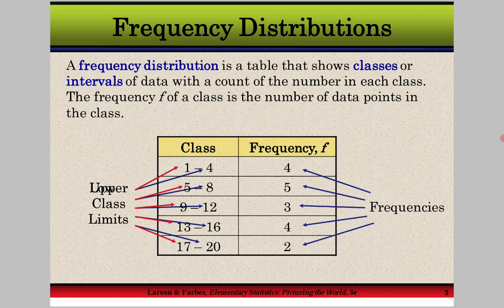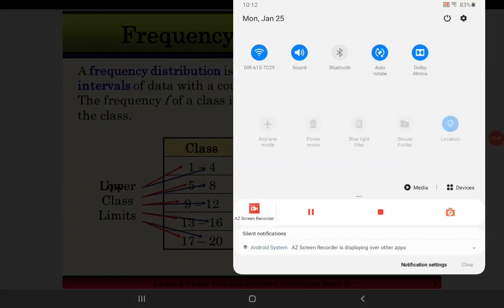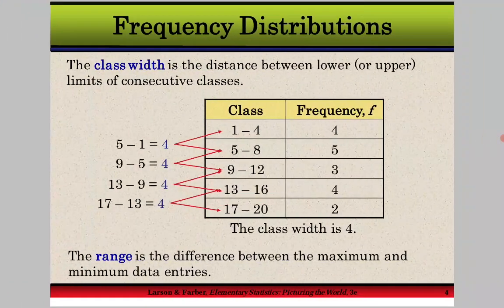So we may take some examples and calculate all these things. What is the class width? The class width is the distance between the lower or upper limits of consecutive classes. Generally class width is the difference between the lower limits of consecutive classes. So 5 minus 1 is 4, 9 minus 5 is 4, and 13 minus 9 is 4, like that. So the class width is 4, and frequency means the number of data items that fall in that class.